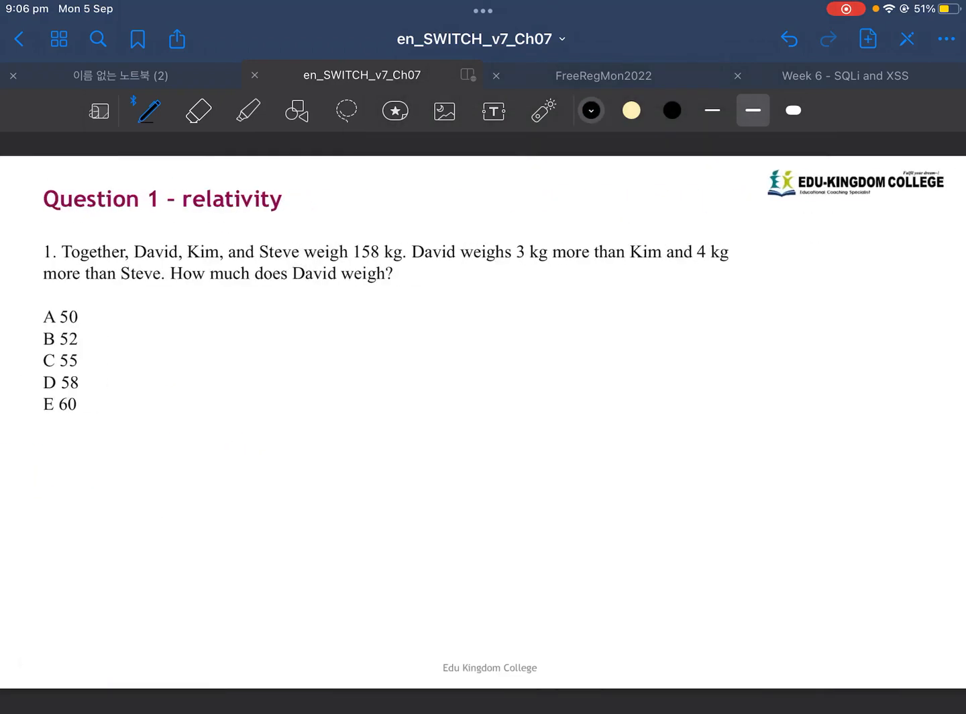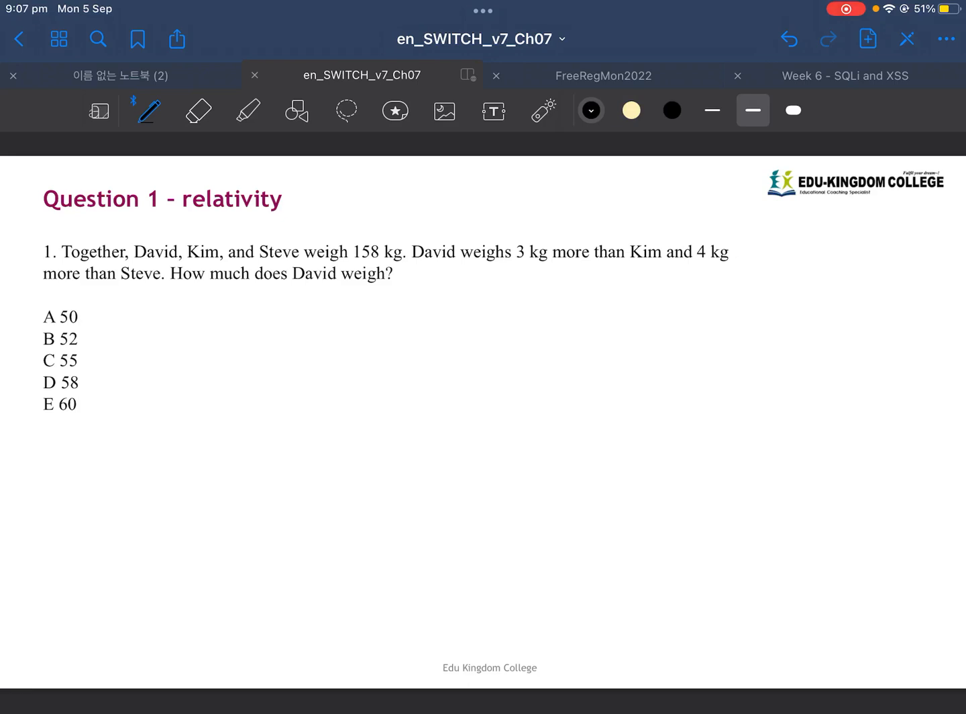Question number 1. Together, David, Kim, and Steve weigh 158 kilograms. David weighs 3 kilograms more than Kim and 4 kilograms more than Steve. How much does David weigh? Now, these sort of questions we have to tackle by defining terms in numerals in terms of what we want to find.